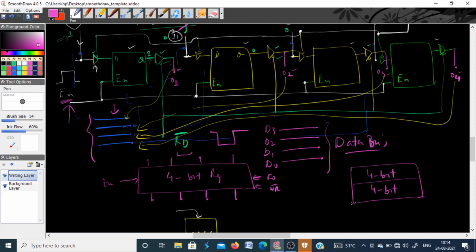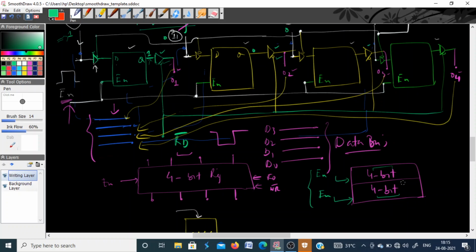What I want to do is access the information from one of them at a time. It means I want to read either the contents of this 4-bit register, or the contents of that 4-bit register. So I should either enable this one at a time, or enable the other register at a time. These two registers should not be enabled simultaneously.